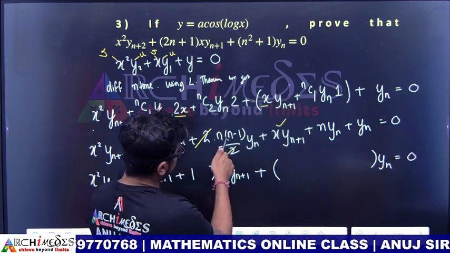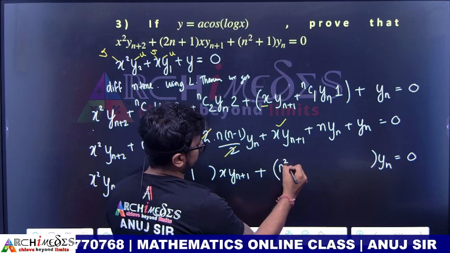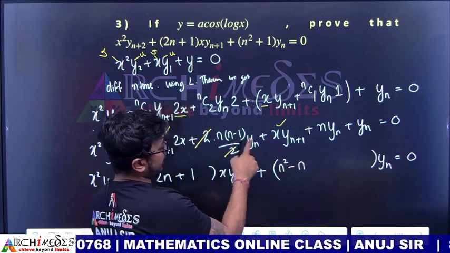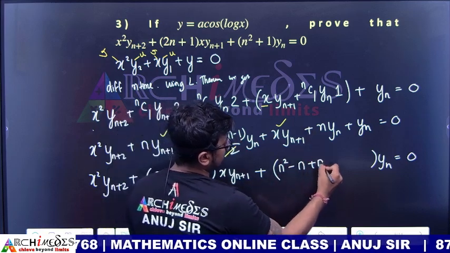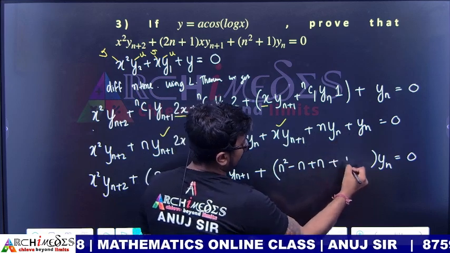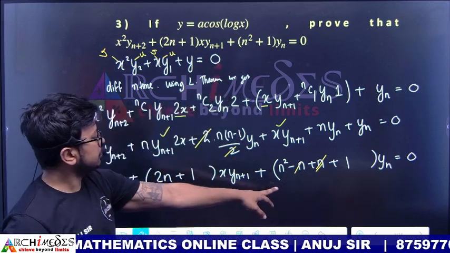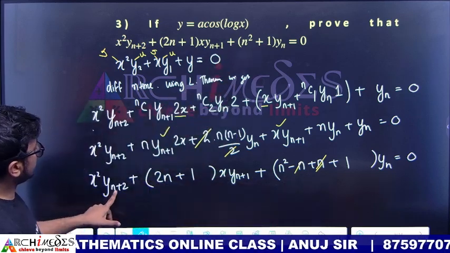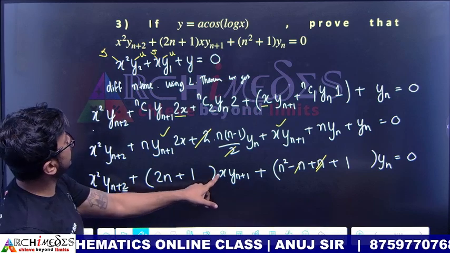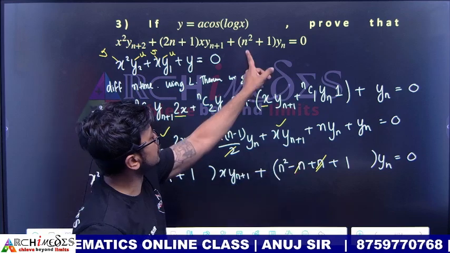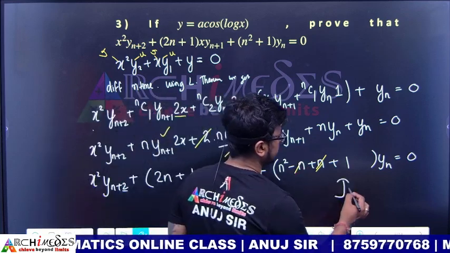So here you are getting n square minus n. Am I clear? When you open the bracket, here you are getting plus n, and here you are getting plus 1. So n cancels, isn't it? You are getting the same answer: x square y(n+2) plus 2n plus 1 x y(n+1) plus n square plus y n equals to 0. Proved.